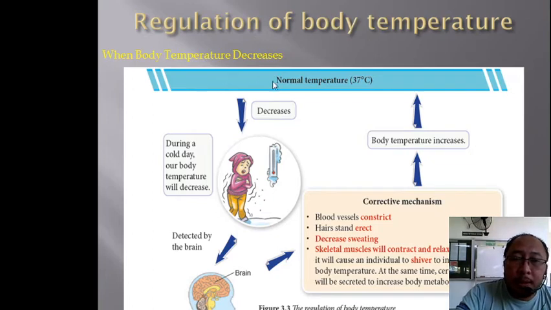When body temperature decreases, during a cold day, our body temperature will decrease. These changes will be detected by our brain, and our brain will instruct a corrective mechanism. So what will happen during this corrective mechanism? Blood vessels constrict, hair stands erect, sweating decreases, and skeletal muscle will contract and relax excessively, and it will cause an individual to shiver to increase the body temperature. At the same time, certain hormones will be secreted to increase body metabolism. So when this corrective mechanism happens, it will increase the body temperature and it will become normal temperature.